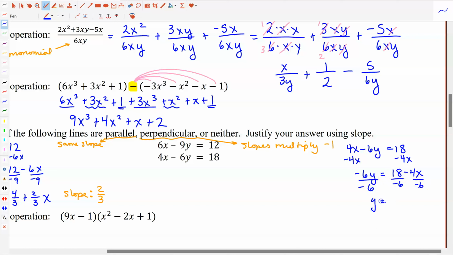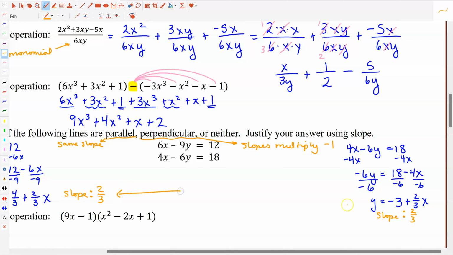So I get y is equal to, so a positive divided by a negative is negative, and then 18 divided by 6 is 3. On the last term, a negative divided by a negative is a positive, and then 4 divided by 6 does not divide nicely, so I am going to simplify that fraction to 2/3, and then the x I'm going to write off to the side. So the slope of this line, which is the number in front of the variable x, is 2/3.